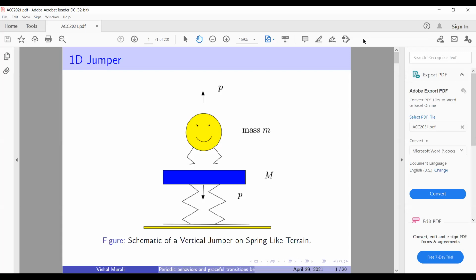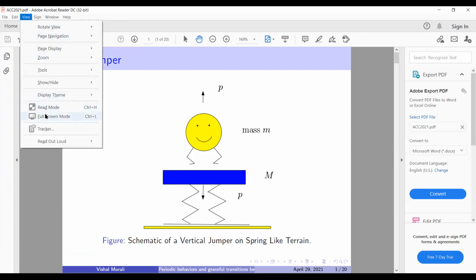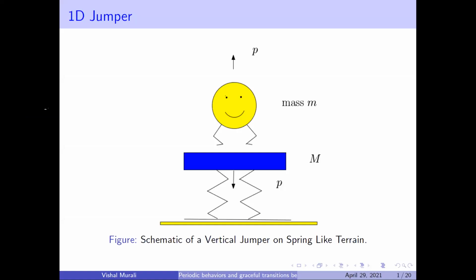So this talk is going to be about periodic behaviors and graceful transitions between them for bimodal systems. The system that we will consider in this talk is a 1D jumper on a spring-like terrain. The motivation for considering this system is to understand the dynamics of jumping on deformable terrain such as granular media or a trampoline-like terrain.